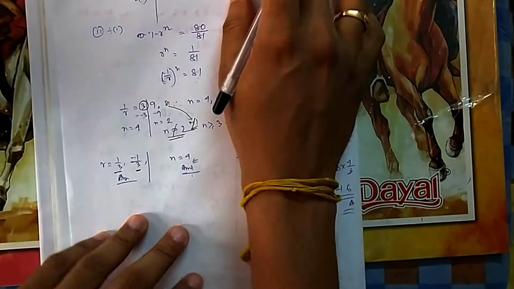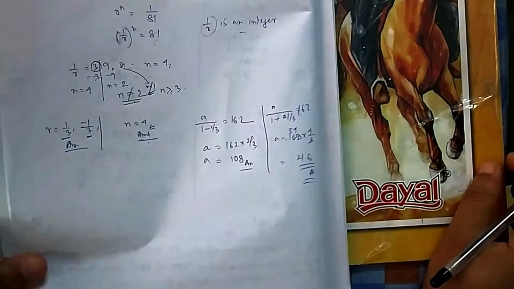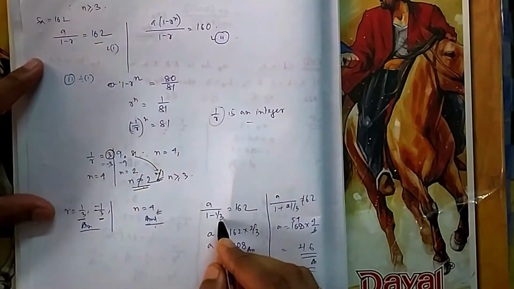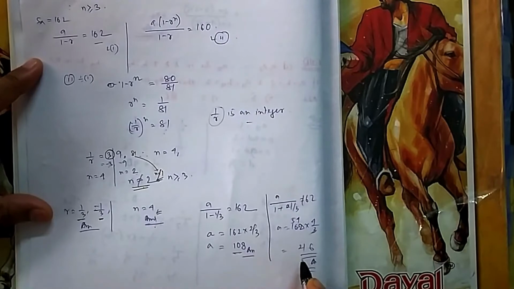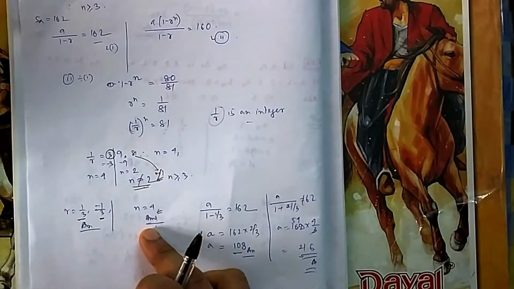And what they asked you is to find the first term of the series. So what will be the first term? You put it in the formula, equation 1. You put r equal to 1 by 3 or minus 1 by 3, you will get 2a. So two first terms can be possible, two ratios can be possible, but the number of terms is only 4.